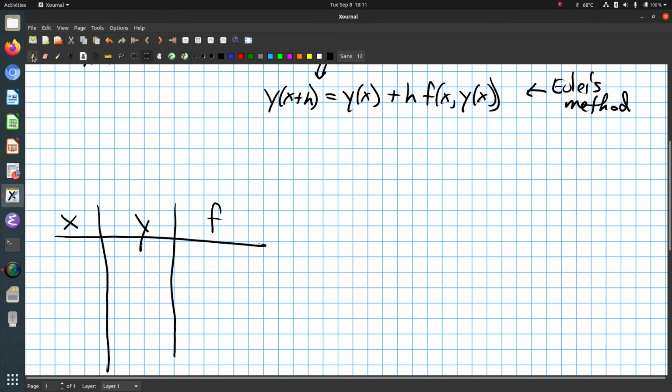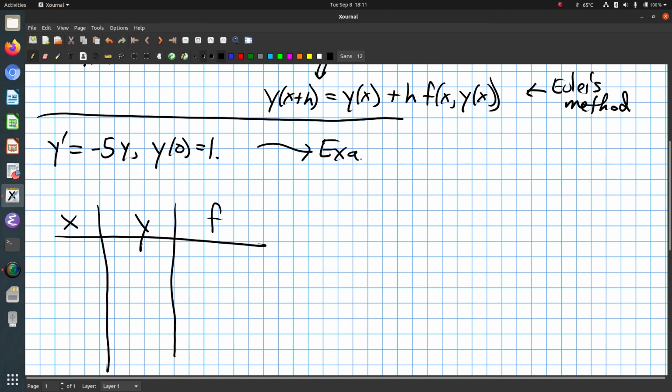Let's consider the following initial value problem. y prime is equal to minus 5y with y of 0 equals 1. We happen to know what the solution is. The exact solution, which you can find by separation of variables or any other way you might like, is just e to the minus 5x. Now, let's try a very small h, because remember, really that h is supposed to be going to 0. So pick a small h, 0.01 ought to do the job.